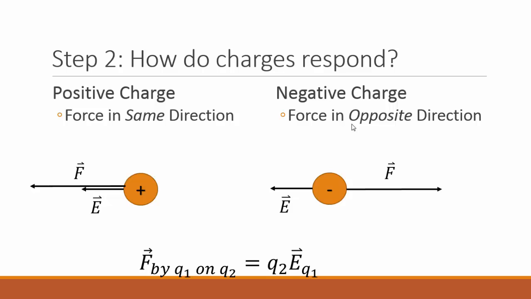Now, once you figured out what the first charge says, so the electric field it creates, then you want to find how these other charges respond, and they respond by feeling a force. And again, it depends on the type of charge that is being pushed or pulled. So this is the charge that feels the force in this problem. If it's a positive charge, it'll be pushed in the same direction as the electric field. If it's a negative charge, it'll be pushed in the opposite direction of the electric field.